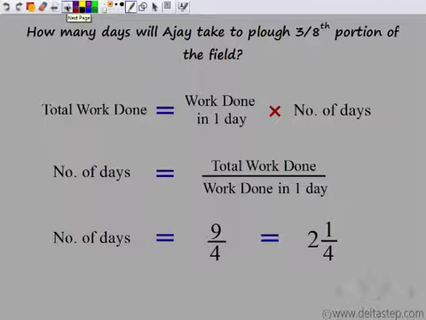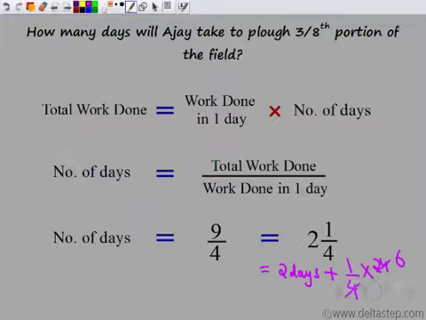That is 2 days and 1/4 of the third day. One day has 24 hours, so 1/4 of a day implies 2 days plus 1/4 of 24, which is 6. So 2 days plus 6 hours. So he'll take 2 days, two complete days, and 6 more hours to complete 3/8 portion of the land. So this is how you can use this basic formula to solve any question relating to time and work.